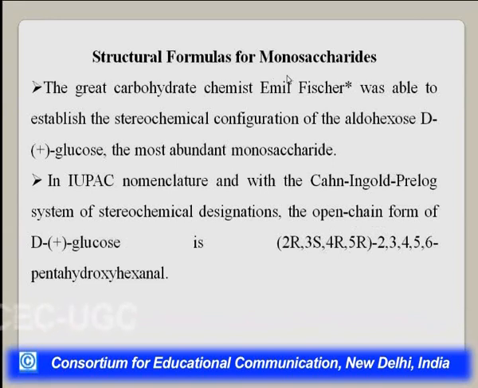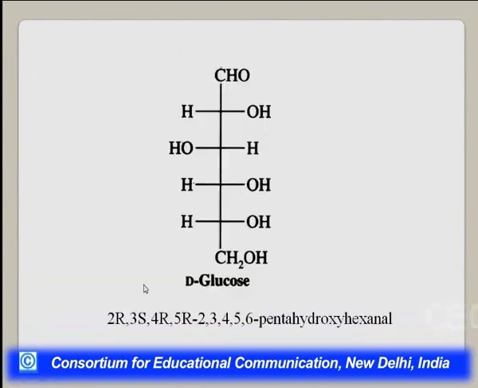Structure formulas for monosaccharides. The great carbohydrate chemist Emil Fischer was able to establish the stereochemical configuration of the aldohexose D-glucose, the most abundant monosaccharide. D-glucose is the most abundant, you must notice this. In IUPAC nomenclature with the Cahn-Ingold-Prelog system of stereochemical designations, the open chain form of D-glucose can be written like this. This is 2R, 3S, 4R, 5R, 2, 3, 4, 5, 6-pentahydroxyhexanal. You can see here.